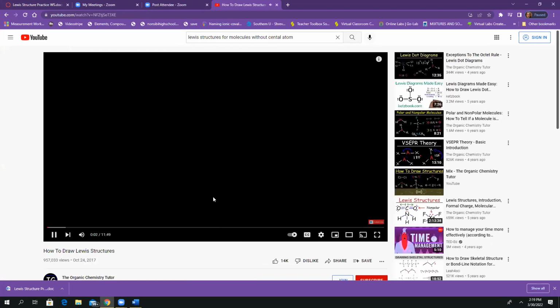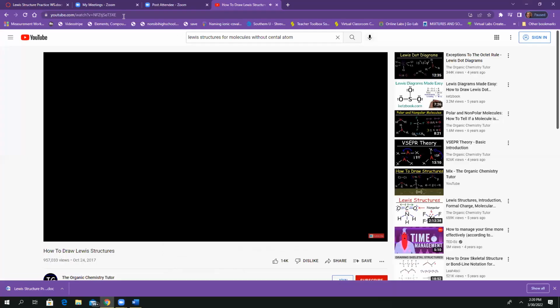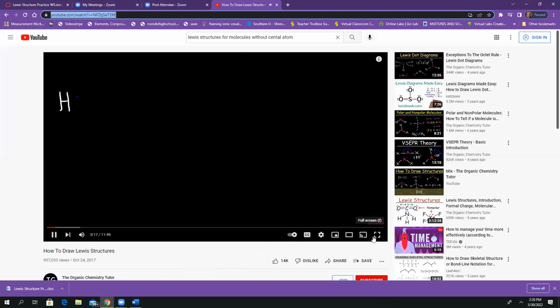In this video, I'm going to give you a basic introduction into drawing Lewis structures. So the first thing you need to be able to do is determine the number of valence electrons. Hydrogen has 1 valence electron. So when you draw the structure for hydrogen, it looks like this.